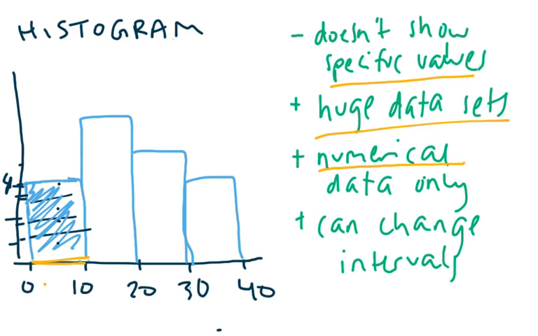These though, they can only be used for numerical data, so we can't do categorical data on histograms, just numerical.